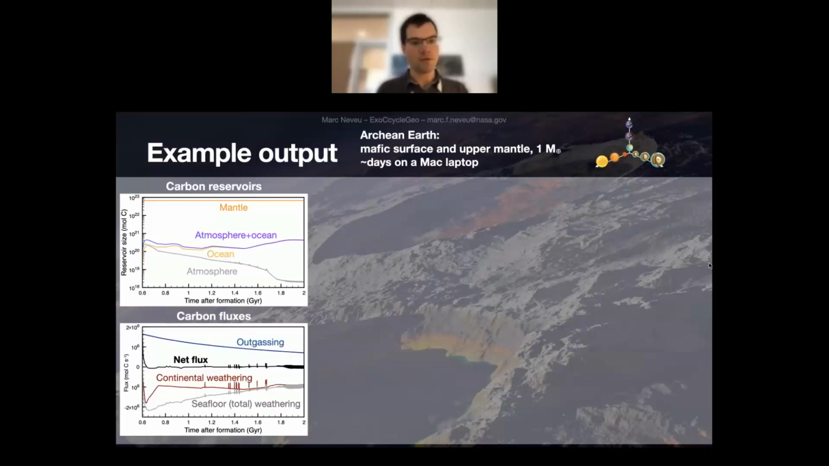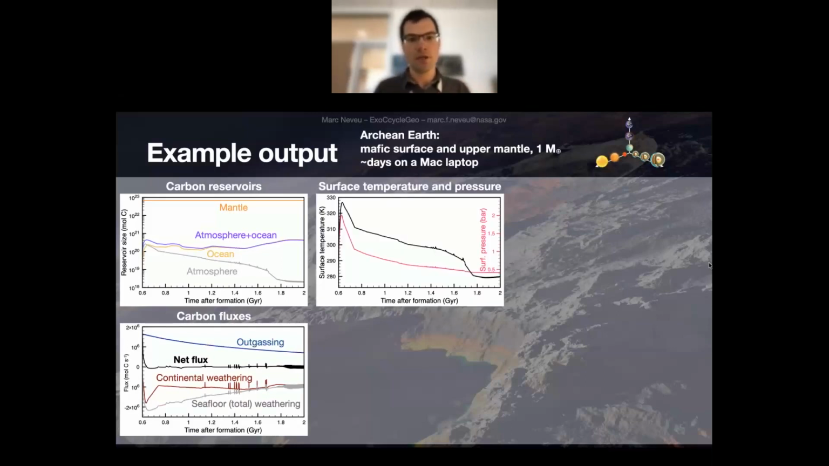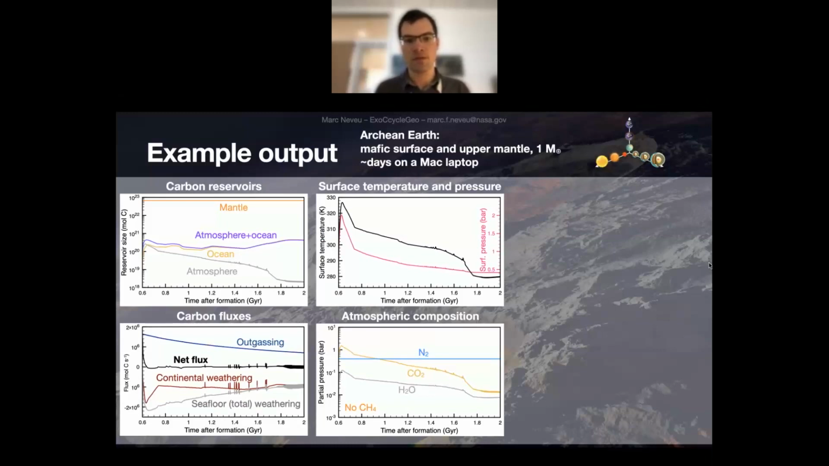The code also outputs fluxes from outgassing and weathering with a net flux that's usually about 0, so the climate is somewhat balanced. Surface temperature and pressure, atmospheric composition. In this run, there's just a basic greenhouse effect parameterization, so the code can be run standalone without coupling to an atmospheric model. And so there's no photochemistry or anything, there's no methane in this output.